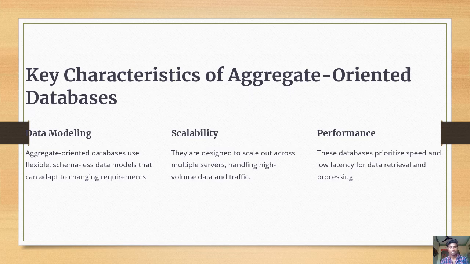Key characteristics of aggregate-oriented databases. First one is data modeling. In data modeling, aggregate-oriented databases use flexible schema-less data models that can adapt to changing requirements. Scalability: they are designed to scale out across multiple servers, handling high-volume data and traffic. In performance, these aggregate databases prioritize speed and low latency for data retrieval and processing.